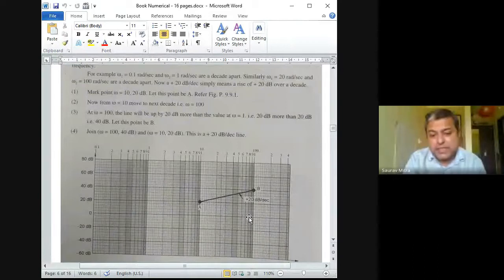So if you join A and C and bring it down, whatever slope you get, that is 100 comma 0, it will be giving me a slope of minus 20 dB per decade.